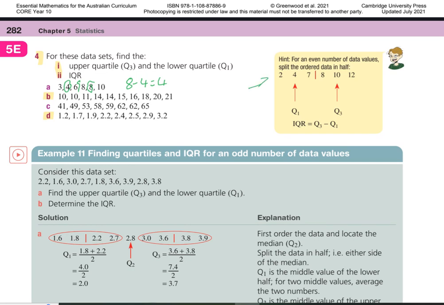Okay, the middle values. Same again. 1, 2, 3, 4, 5. And then there's another 5. Therefore, the middle value will be the third one out of the 5 in the first half, and the third one out of the 5 in the second half. 18 and 11 are your numbers. The difference between them will be the IQR. 1, 2, 3, 4.